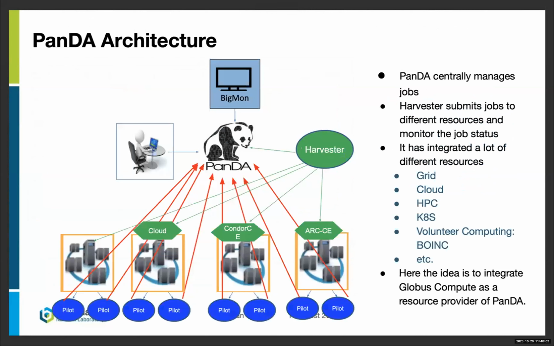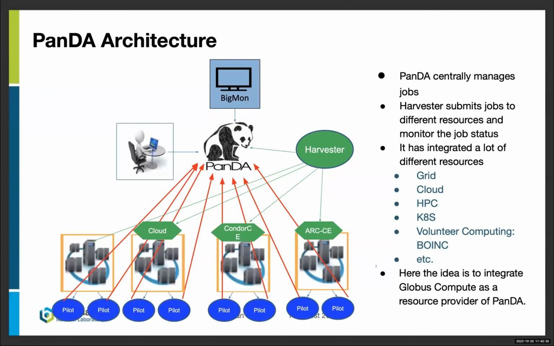Here is the PanDA architecture. PanDA centrally manages the jobs, and we have the Harvester. Harvester submits the PanDA jobs to different resources, and then monitors the job status. With the Harvester, we have already integrated a lot of different resources, for example, Grid, Cloud, HPC, Kubernetes clusters, and we also have some integration with volunteer computing like BOINC.